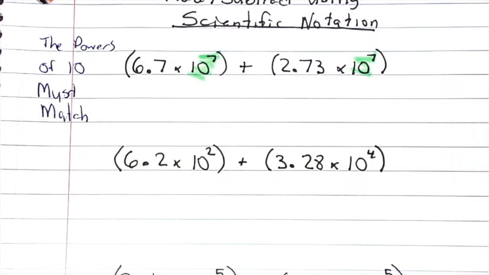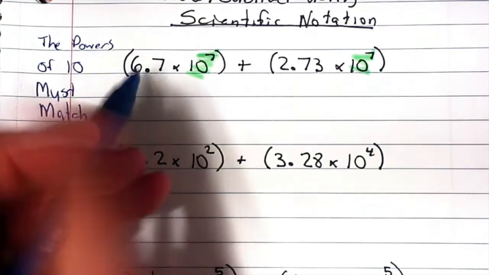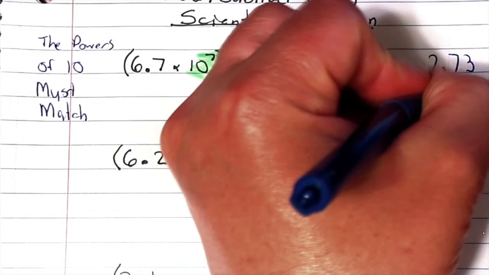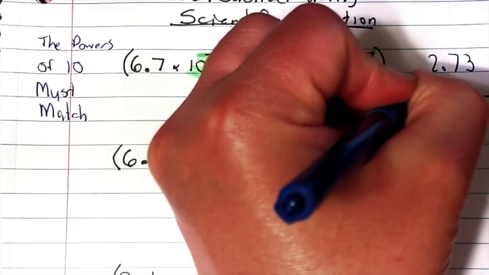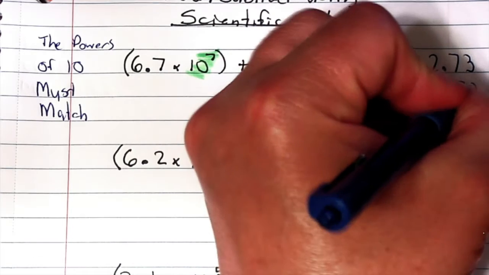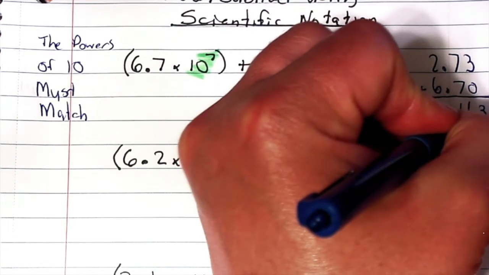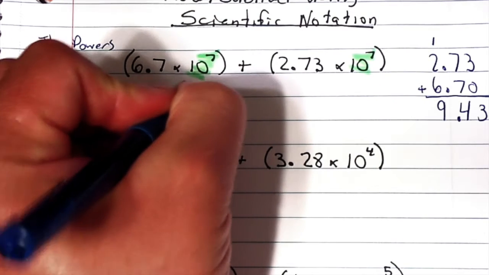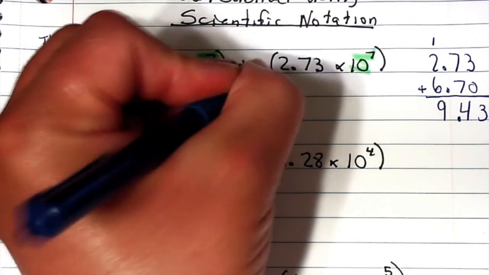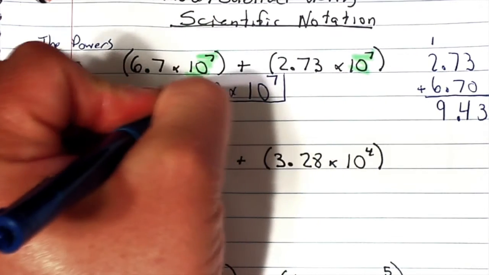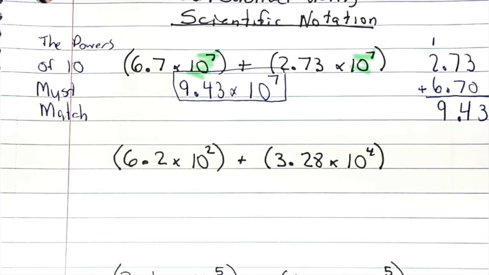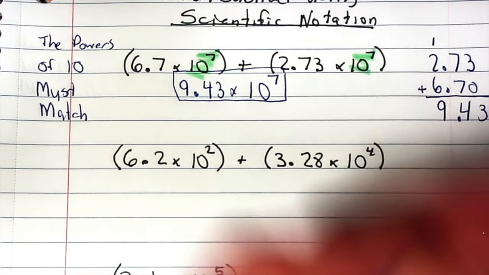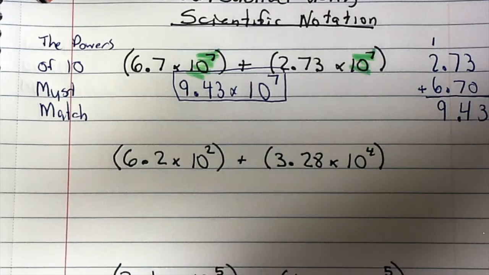Since they match, what we can now do is line up the decimal points on these two numbers and add. So I can go 2.73, 6.7, and add them together. 3, 14, carry the 1, bring that decimal down, 9. So I end up with 9.43 times 10 to the 7th. And I leave that 10 to the 7th alone. I don't change it because I'm really lining up the decimal at that power of 10.